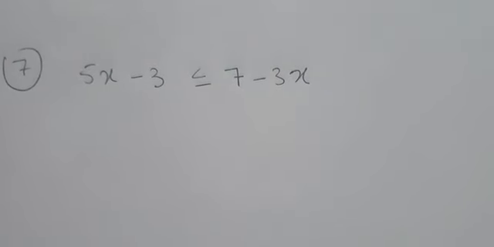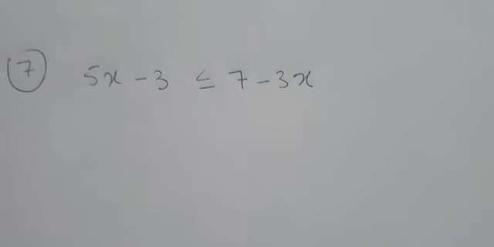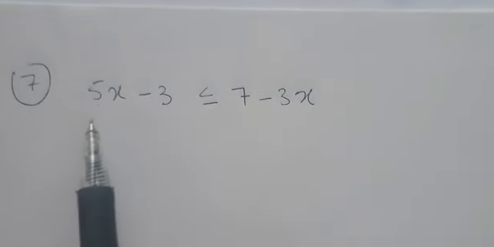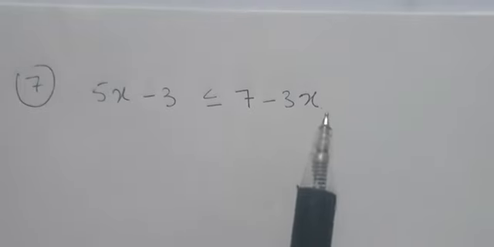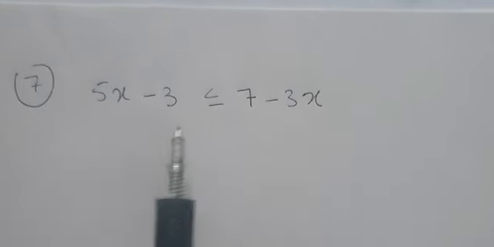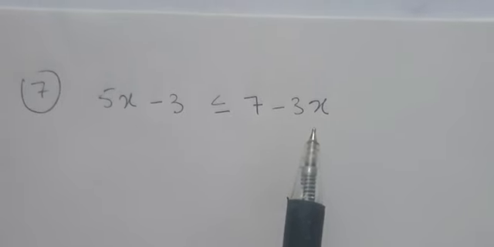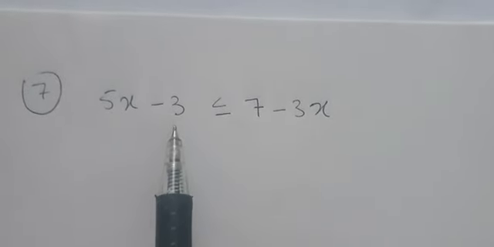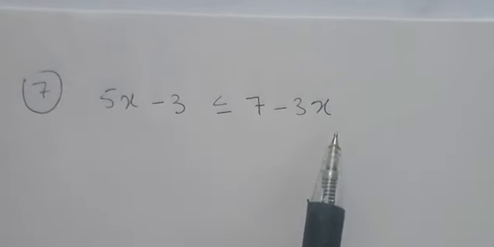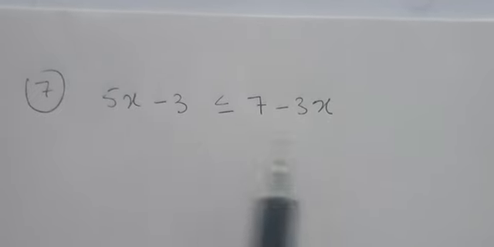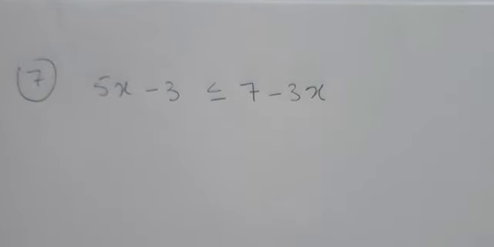As we have to solve this inequality for the variable x, and on both the left hand side and the right hand side we have the variable x, we will shift the variable to one side and the constant number to the other side, so we can simplify this inequality for the variable x.